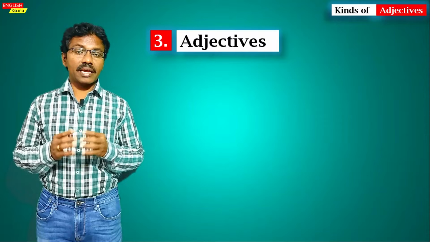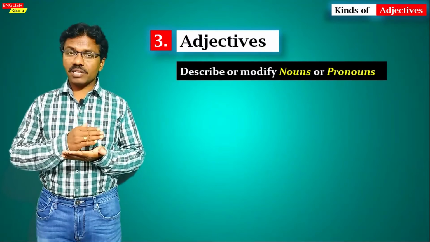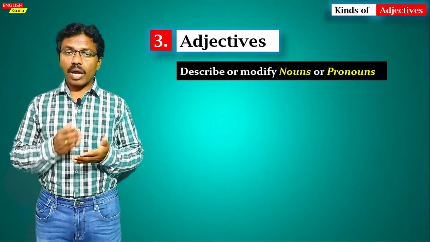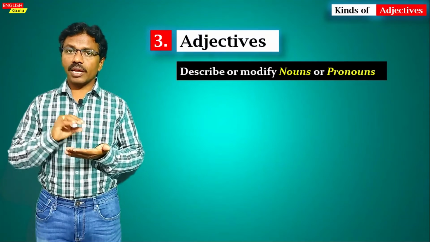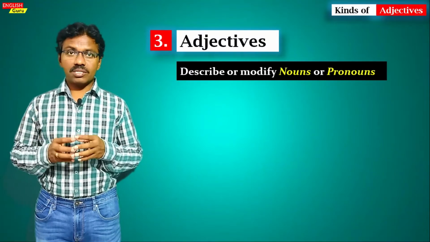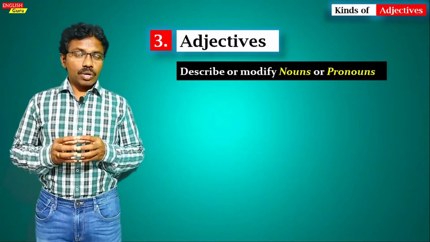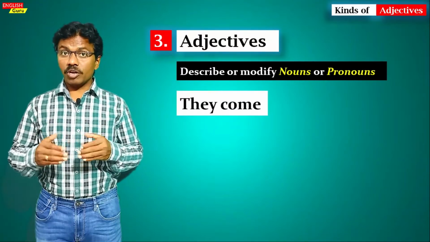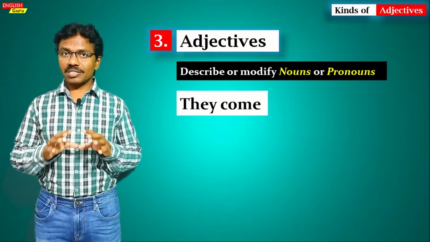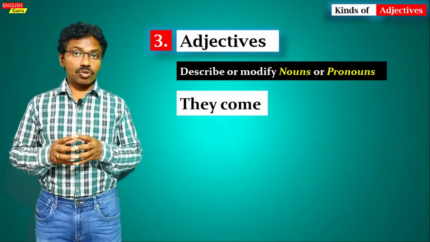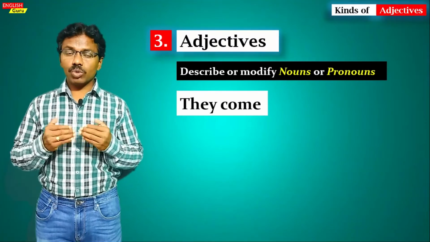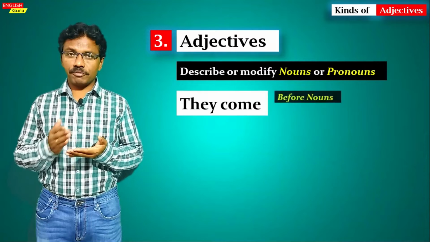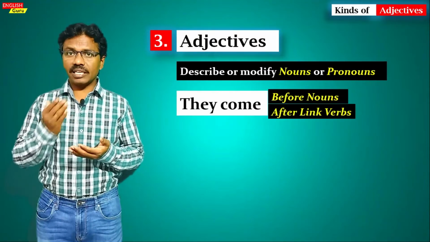And what is an adjective? Add means adding. Adjective means adding to a noun or pronoun. So adding something to a noun or a pronoun is called an adjective. So adjectives are adding or describing or modifying a noun or a pronoun in a sentence. So adjectives are also called describing words. Normally adjectives come in a sentence before a noun or after a linking verb.